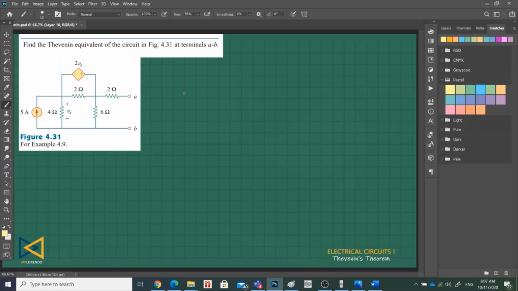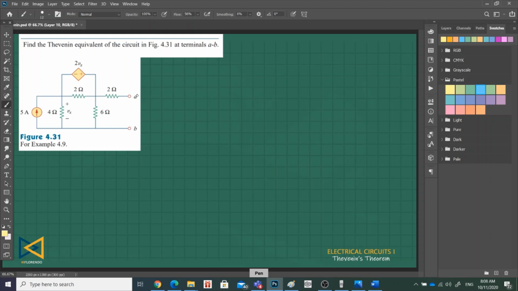Now, let us proceed to another example. We have to find the Thevenin equivalent of the circuit at terminals AB. So we have this 5 ampere source, meron kang 4 dito. And, okay, take note, we have a dependent source. So this is under case 2.